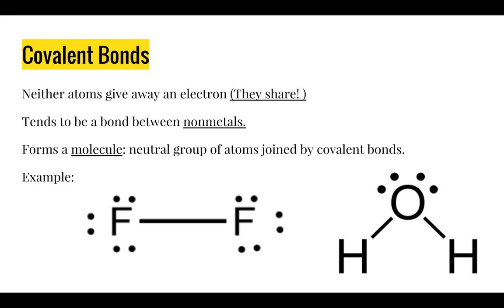Covalent bonds are where neither atom gives away an electron, they share. So think of that saying, sharing is caring. That's covalent bonds. They tend to bond between nonmetals. It forms a molecule, a neutral group of atoms joined by covalent bonds. So you can see these two atoms of fluorine are sharing electrons. And this item here of water has 2 hydrogen and oxygen sharing their electrons. That's a covalent bond. Ionic bonds, they're giving one away. Covalent, they're sharing the electrons to make 8 in their outermost shell.